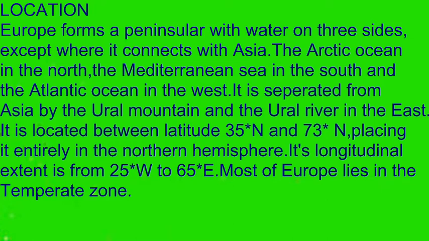Now if you see the latitude and longitude of Europe, it is located between 35 degrees north and 73 degrees north latitude, placing it entirely in the northern hemisphere. Its longitude, the line which runs from north to south, extends from 25 degrees west to 65 degrees east. Most of Europe lies in the temperate zone. Some parts of Europe are in the western hemisphere, and a major part is in the eastern hemisphere.